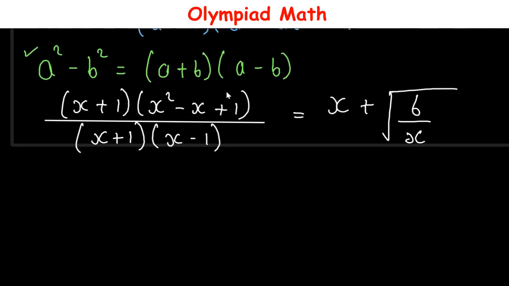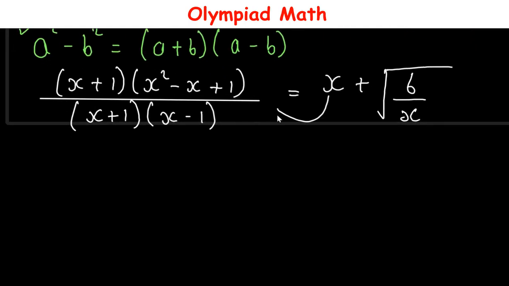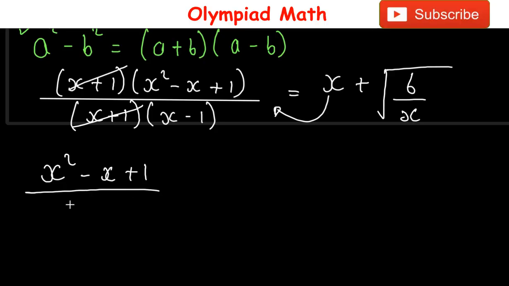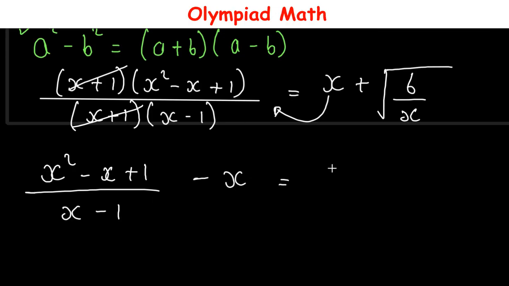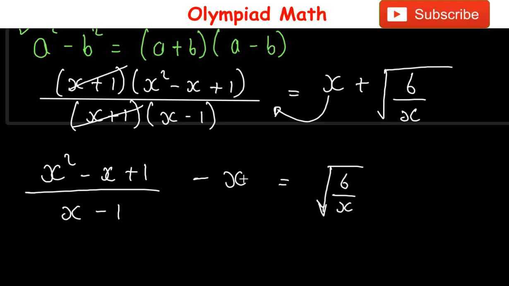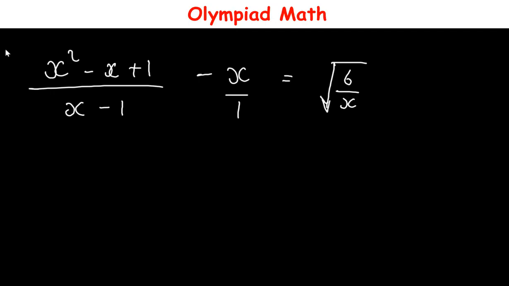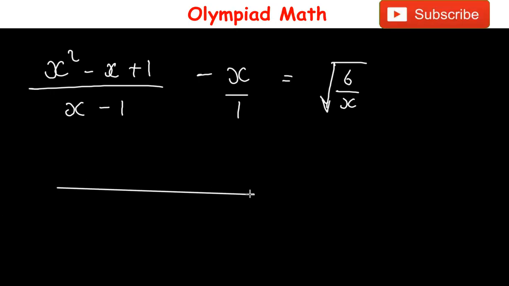So with this, we are going to move this x over to the left hand side. So this becomes x right here, x plus 1, we cancel this x plus 1. We are then left with (x^2 - x + 1) all over (x - 1). Then we have minus x, and this equals the square root of 6 over x. So we can write this x as x over 1. So now the LCM of x - 1 and 1 is simply x - 1.